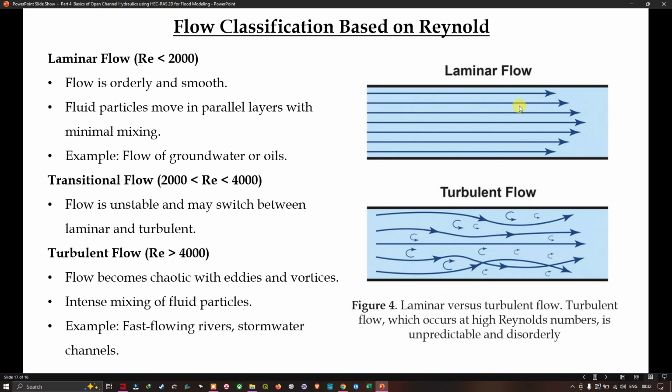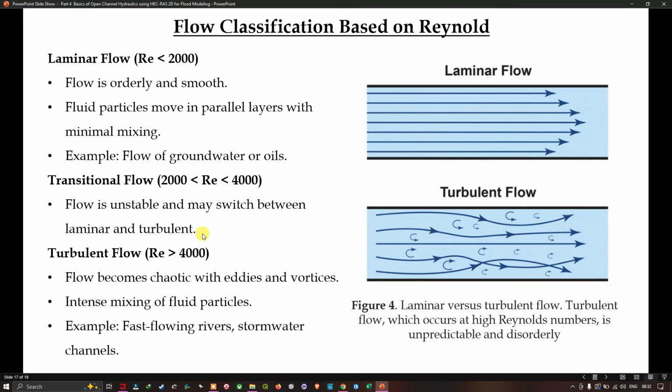And the next is the transitional flow. If the Reynolds number is greater than 2000 and less than 4000, this is called a transitional flow. The flow is unstable and may switch between laminar and turbulent.